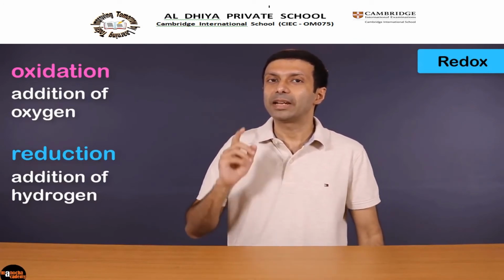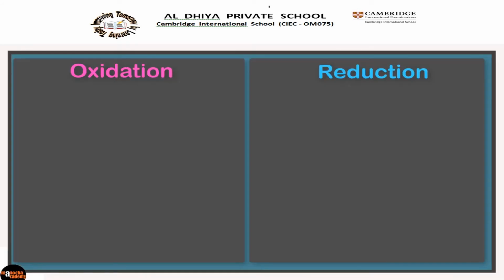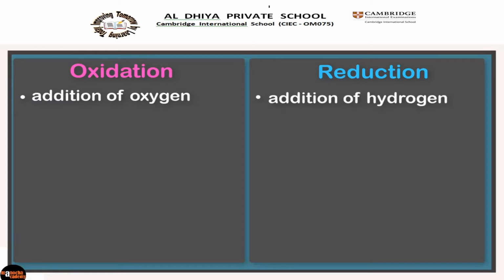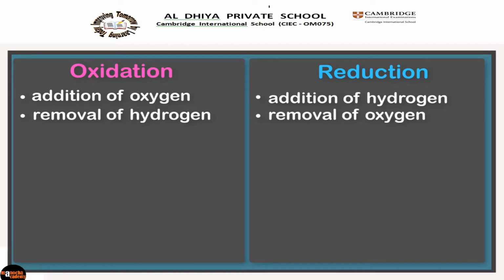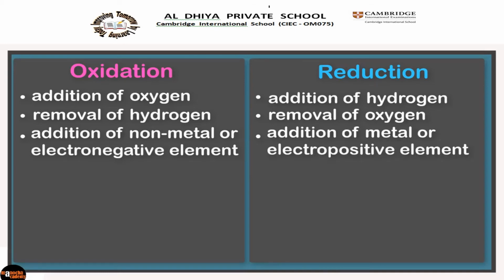So let's go ahead and make a table of oxidation versus reduction. We just discussed the first difference. Oxidation is addition of oxygen and reduction is defined as addition of hydrogen. Oxidation can also be defined as removal of hydrogen and reduction is removal of oxygen. Now, oxidation need not be only addition of oxygen. We can expand the definition to addition of any non-metal or electronegative element. Similarly, reduction can be addition of a metal or electropositive element.